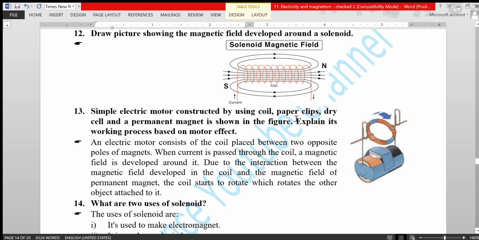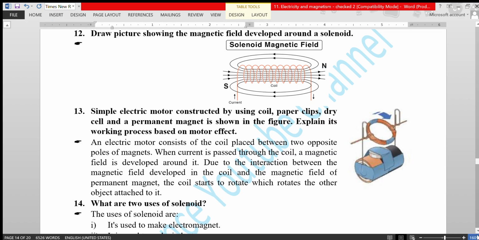A simple electric motor constructed using a coil, paper clips, dry cell, and permanent magnet is shown in the diagram. Explain its working process based on the motor effect. An electric motor consists of a coil placed between two opposite poles of a magnet. When current is passed in the coil, a magnetic field is developed around it. Due to interaction between the magnetic field developed in the coil and the magnetic field of the permanent magnet, the coil starts to rotate, which rotates the other object attached to it.